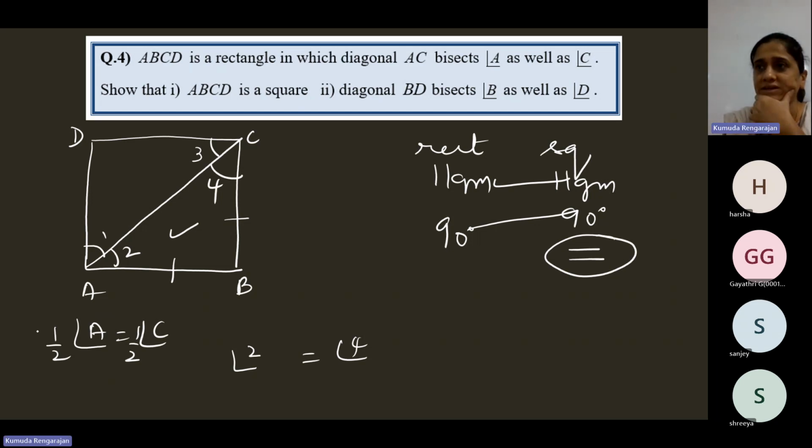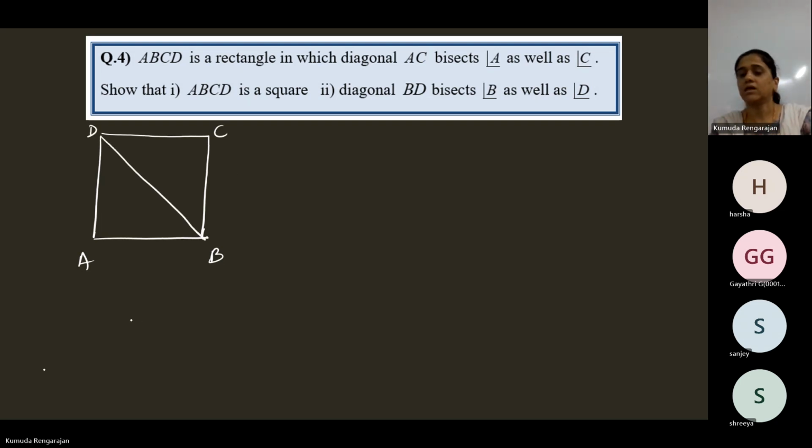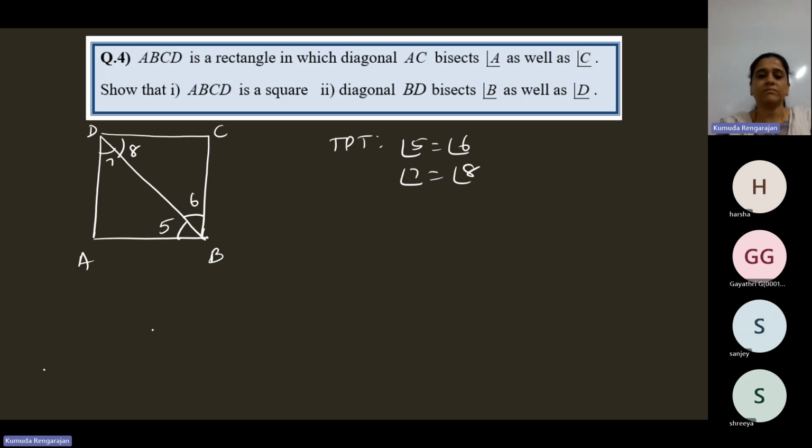We should next prove that diagonal BD bisects angle B as well as angle D. If I number this 5, 6, 7, and 8, what should I prove? I should prove that angle 5 is equal to angle 6 and angle 7 is equal to angle 8. So that means I have to prove triangle congruence. D of this triangle should go with what of this triangle?